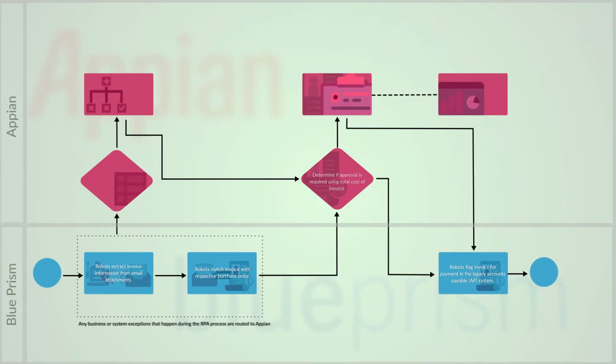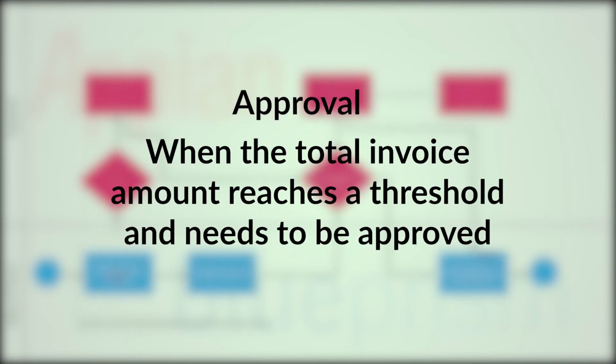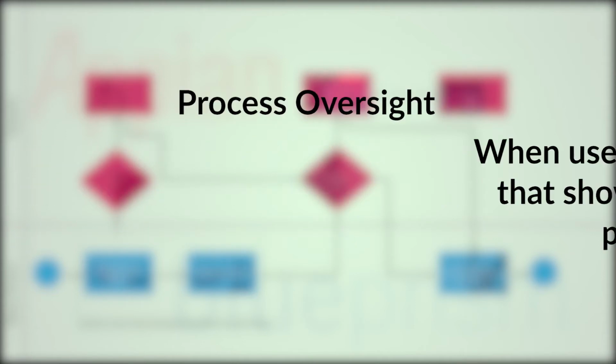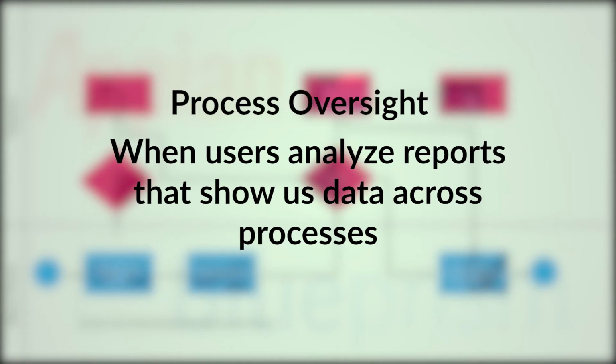As in most automated processes, there are a few different reasons humans may need to get involved with invoice processing. The first is exceptions, which includes our example. This is when the data can't be validated or is missing. The second is approval, which in our case is when the total invoice amount reaches a threshold and has to be approved or authorized by the finance department. The third is process oversight, which happens when users analyze reports that show us data across invoice processing in an effort to improve the process.